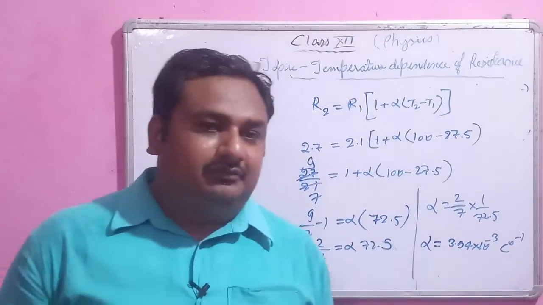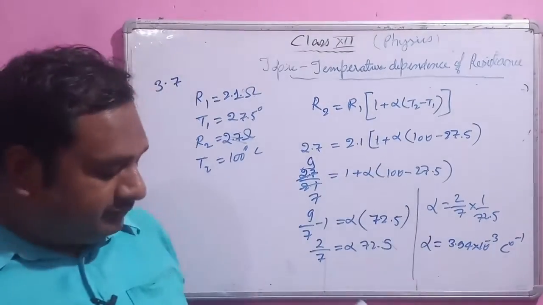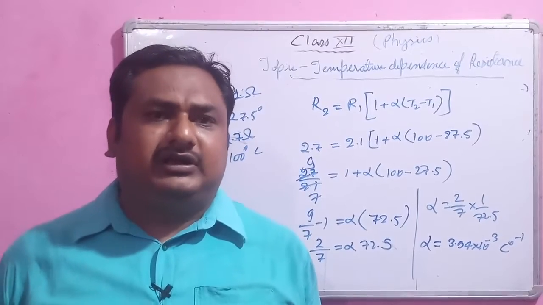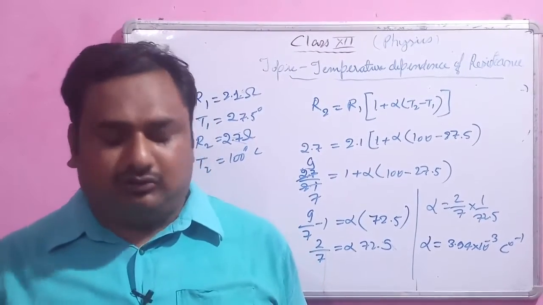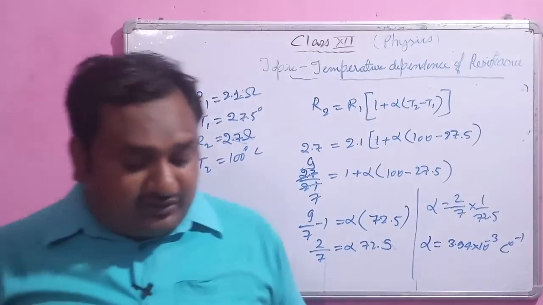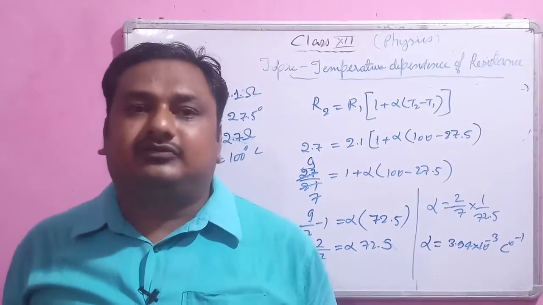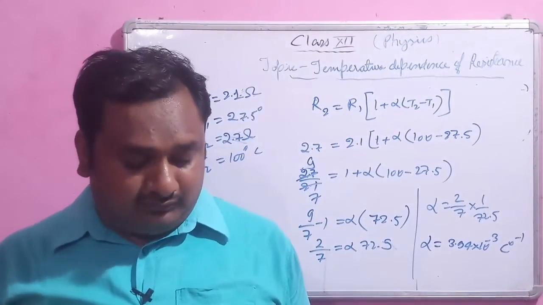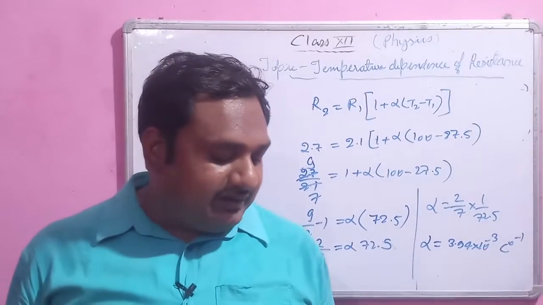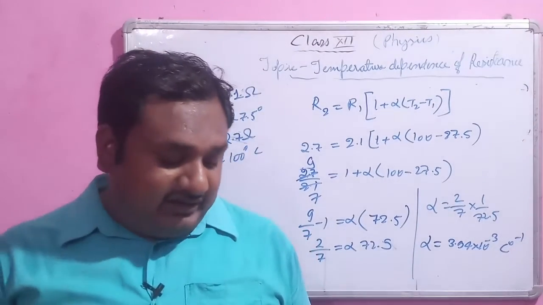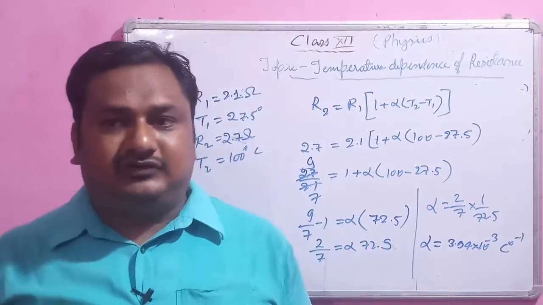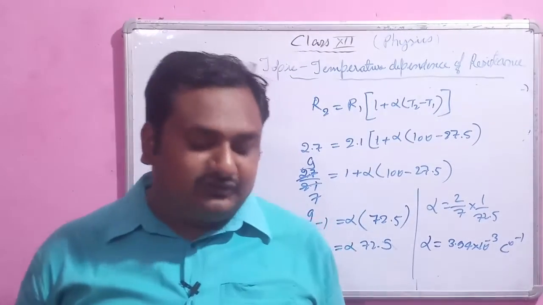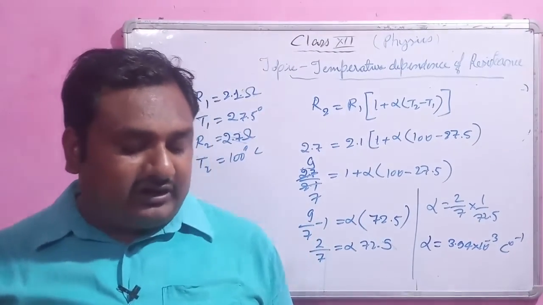Now question number 3.8, it also depends upon the same concept. A heating element using nichrome. Heating element means the heater which we are using, connected to a 230 volt supply line, and in that condition it draws an initial current of 3.2 ampere. Means initially the heating element is connected to a potential difference of 230 volt, and at that time it is drawing a current of 3.2 ampere.